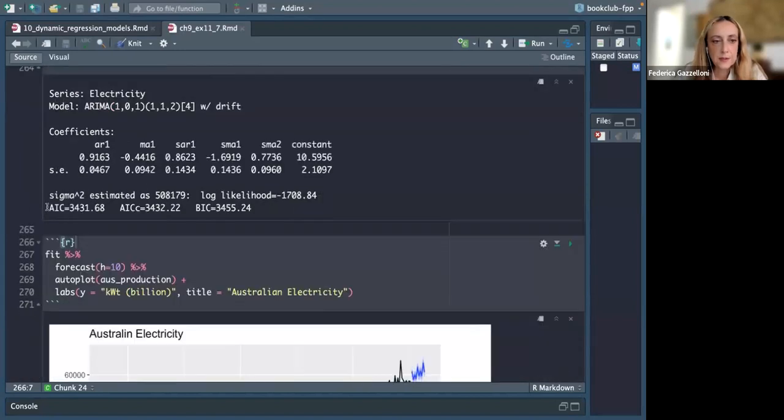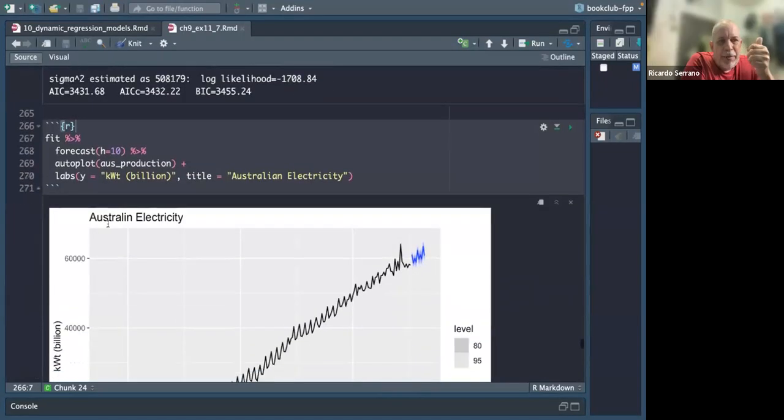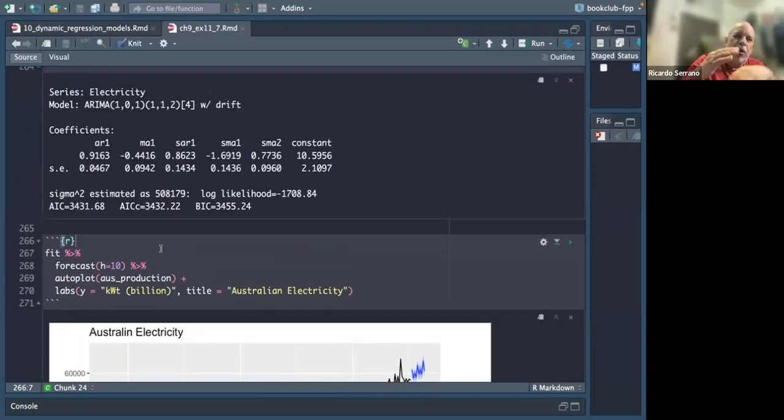Okay, so the AIC, it's 3,400. Right. Well, yeah, and remember that you want to minimize. So if you are comparing different ARIMA models for the same time series, what you want to do is look at the AIC corrected, the one that is in the middle, and try to minimize that.